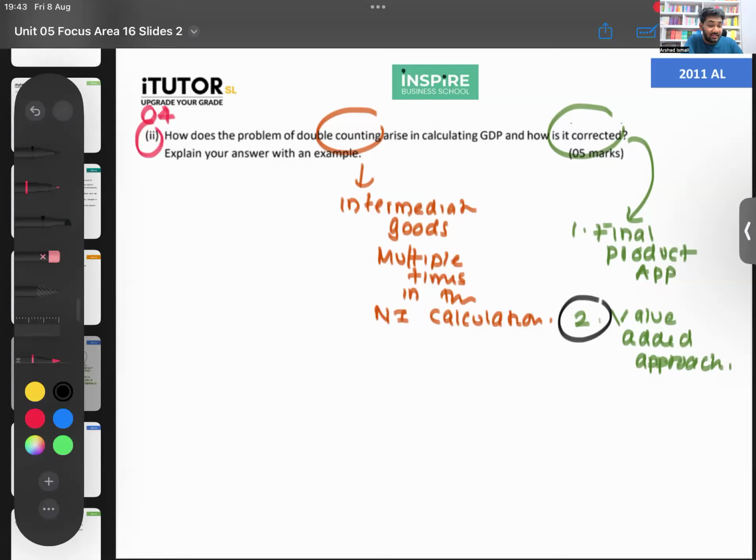Why not the final product? The issue with the final product approach is it is not easy to identify whether a good is a final good or not. If I ask you, Marie biscuit, is it a final good or an intermediate good? A final good is what a final consumer buys and eats. If I go to Cargills and buy a Marie biscuit and eat it, that is a final good. Now, what if a restaurant buys Marie biscuit to make biscuit pudding? Then biscuit pudding might be the final good, and Marie biscuit becomes the intermediate good. So that issue is there. It's difficult to identify whether a certain product is a final or an intermediate good.